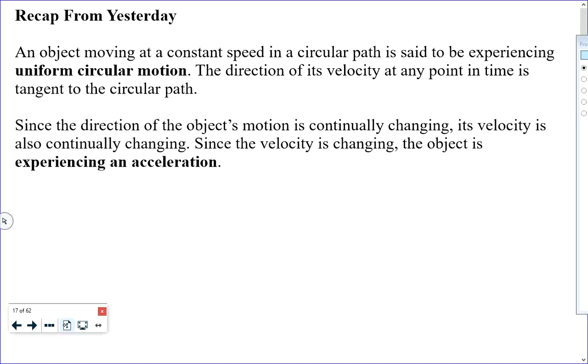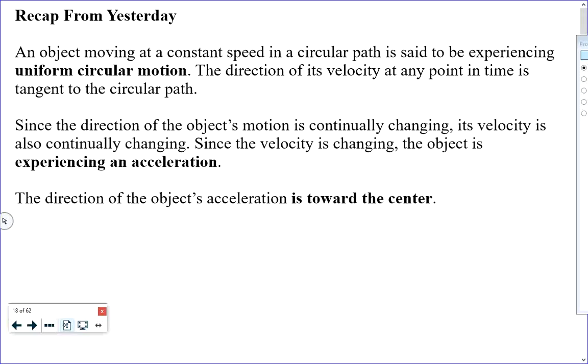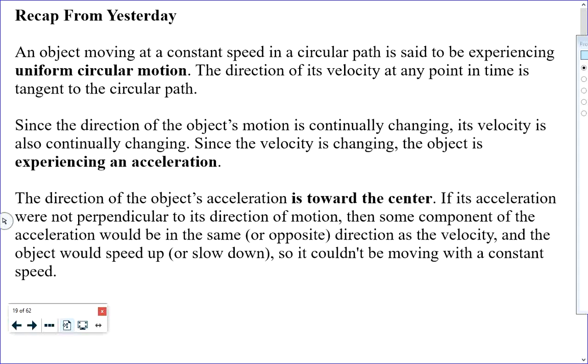So since the velocity is changing, there is an acceleration. We still haven't wrapped our head around what that means. For example, if I tell you the centripetal acceleration is 10 meters per second squared, it's not speeding up or slowing down. What on earth does that 10 meters per second squared mean then? Because if it were accelerating in a line, it would mean you're speeding up by 10 meters per second. But you're not. So today, that's one of the things we'll wrap our head around, is what that number tells you. We learned yesterday that the acceleration is towards the center.